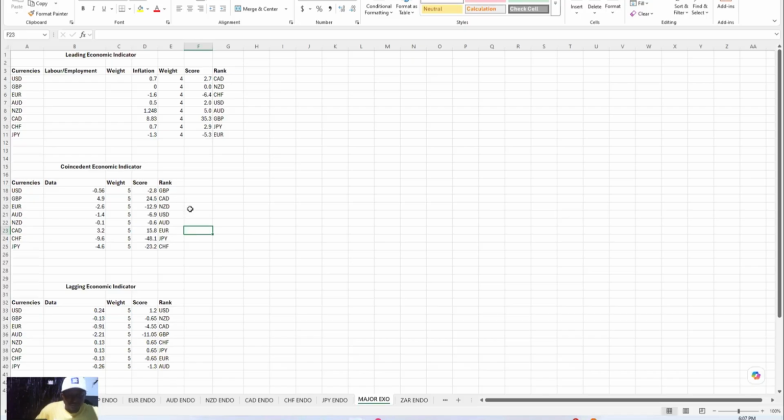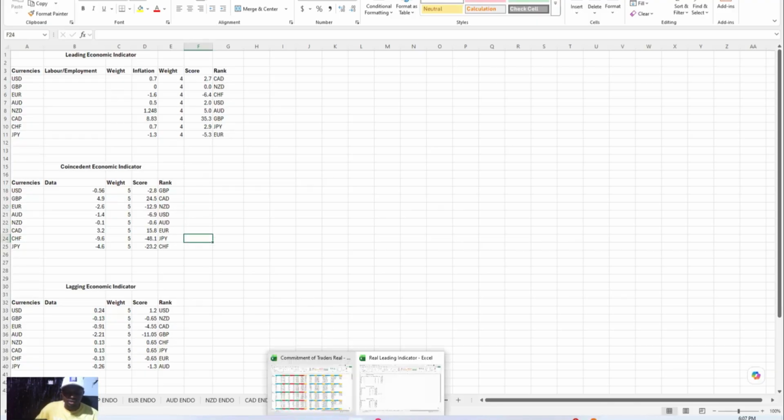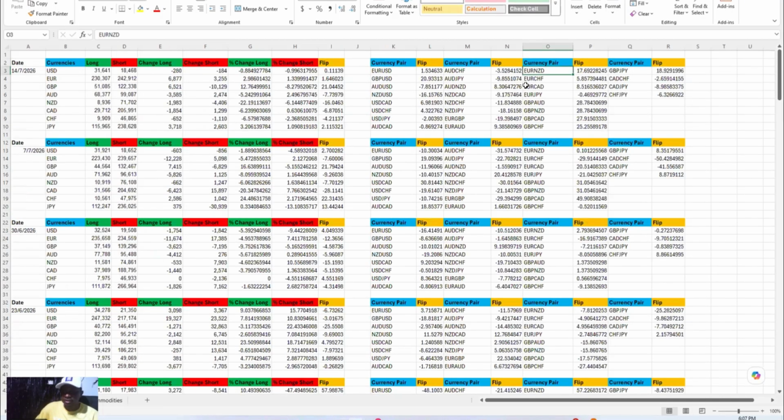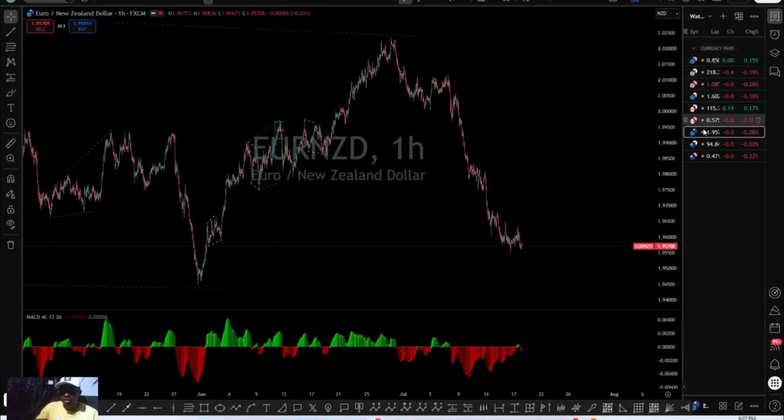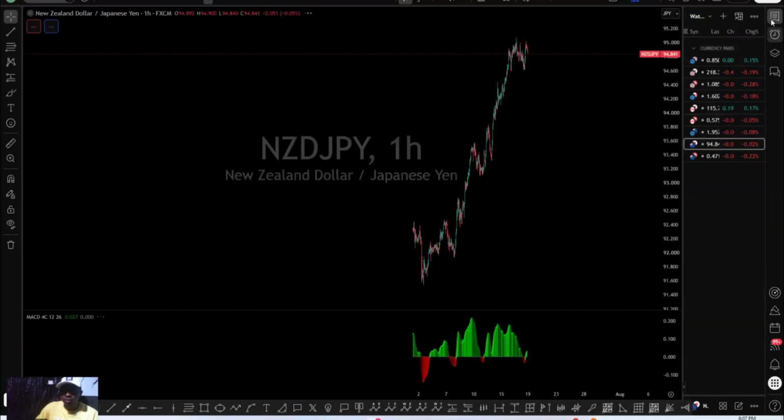So the next one we have on our watch list is New Zealand JPY. New Zealand JPY, let's look at sentiments. But in terms of macros and data, we can see that New Zealand JPY is expected to push to the upside or continue pushing to the upside. So from negative 21, now we are seeing negative 18. That is a decline in the shorts. So let's look at New Zealand JPY and see what we have there.